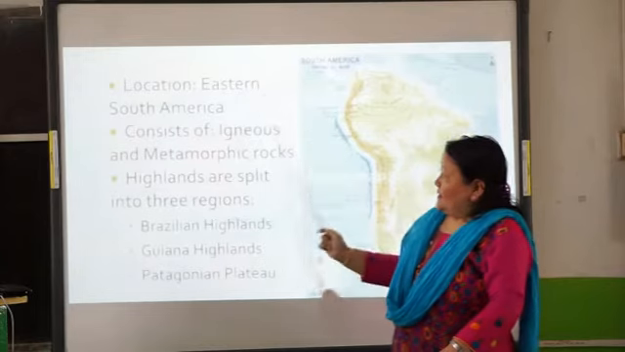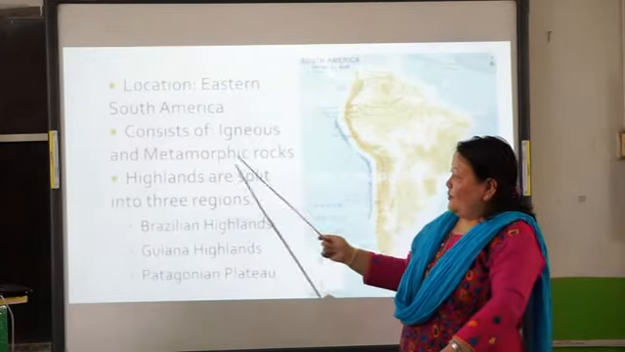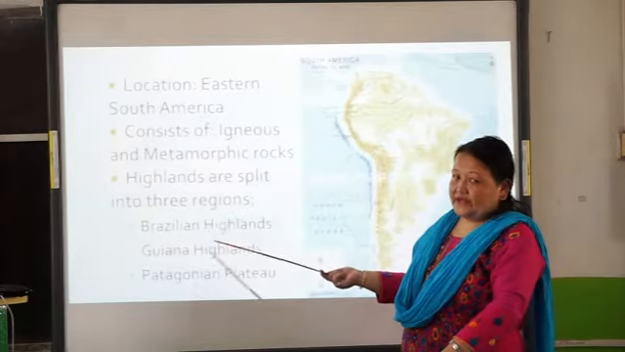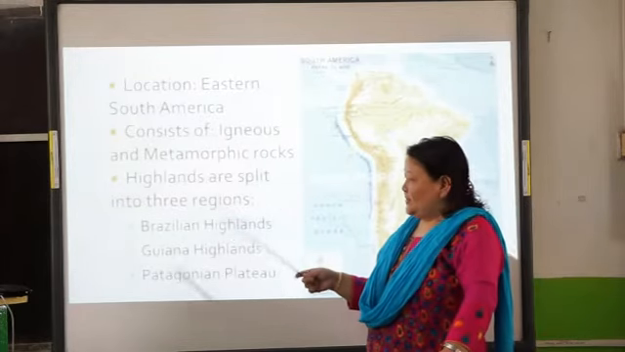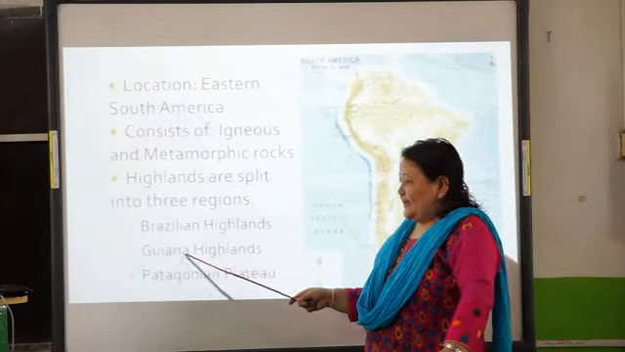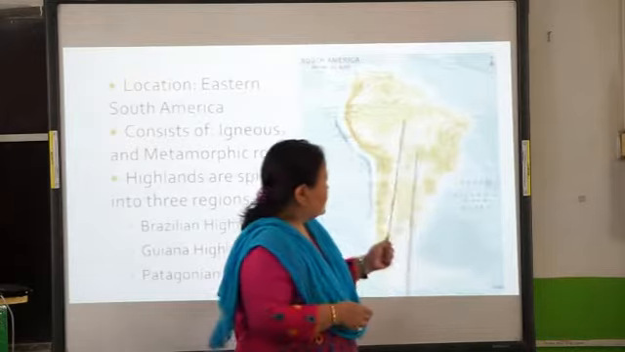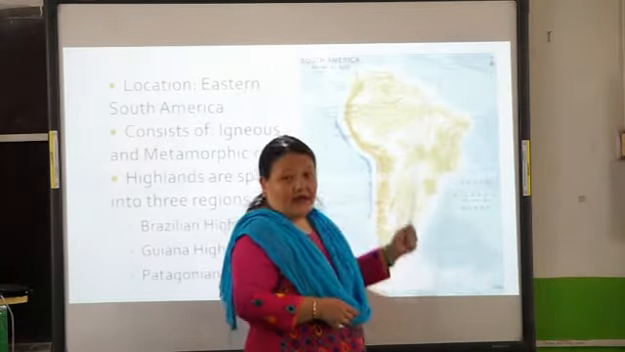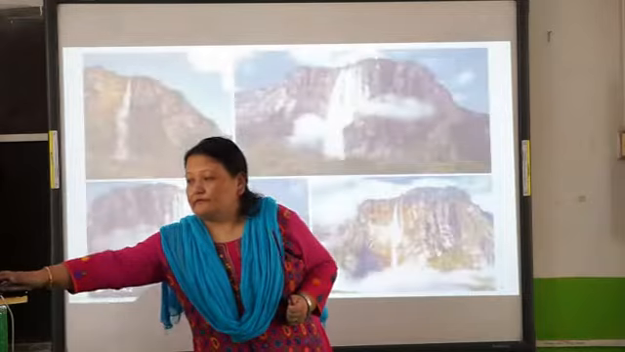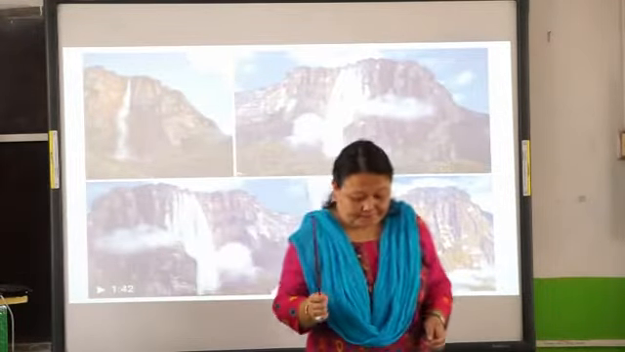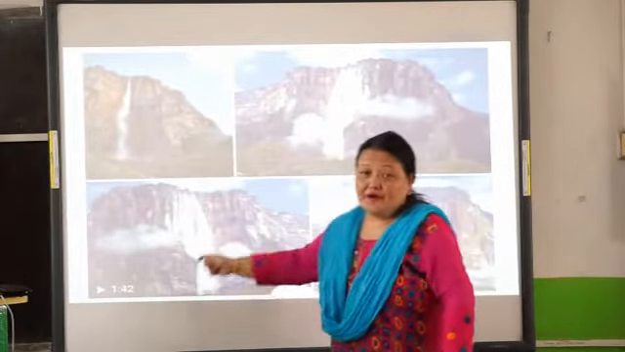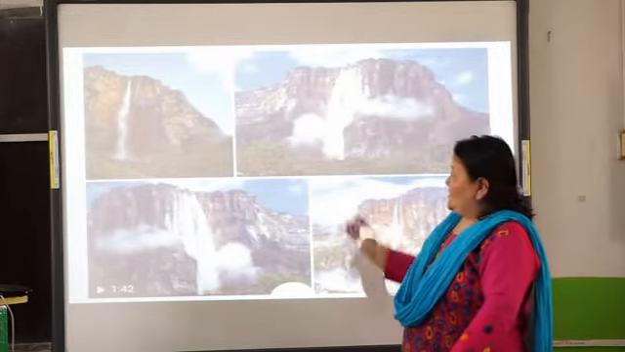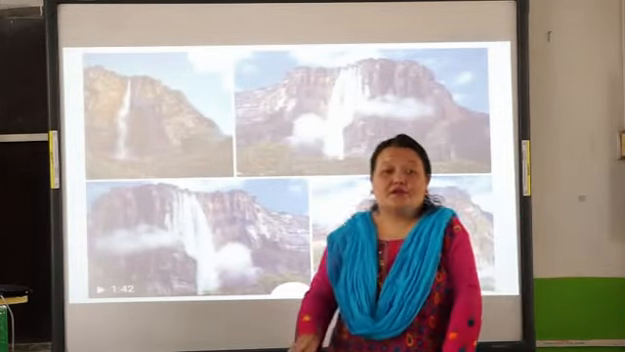They consist of igneous and metamorphic rocks. The highlands are split into two regions: the Brazilian Highlands and the Guiana Highlands. This is the Brazilian Highland, and this is your Guiana Highland. One of the highest waterfalls is found in the Guiana Highlands. This is your Angel Falls, and this is how it looks.